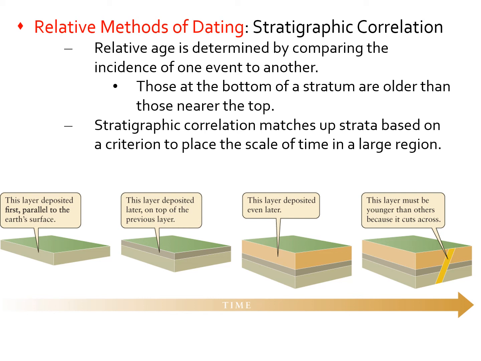So stratigraphic correlation matches up strata based on a criterion to place the scale of time in a large region, right? So if we know how old a layer of rock is, we know that if we find a fossil above that layer, it's going to be younger. And if we find a fossil below that layer, it's going to be older. And if we have a fossil that cuts through multiple layers, we know that it's going to be younger than all of those layers, right?